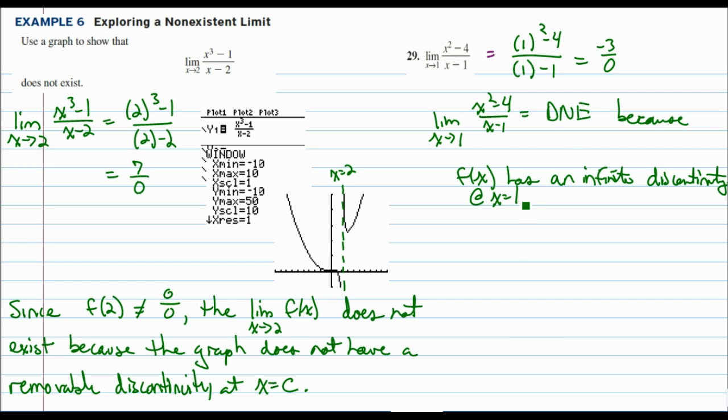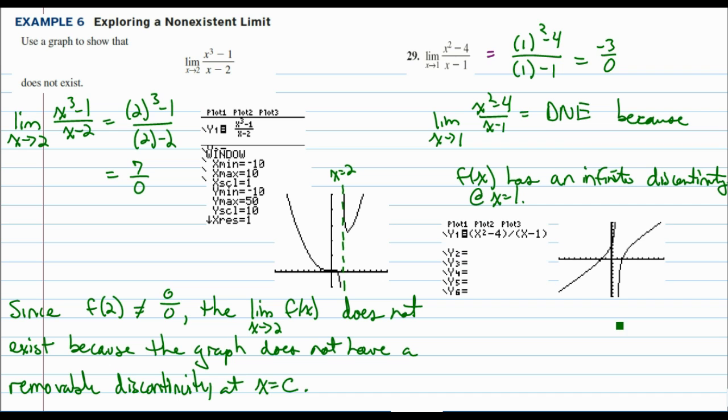And we're going to show that graphically as well. You can see from the graph that at x equals 1, the function has an infinite discontinuity where the left side approaches positive infinity, but the right side, coming in from the right, approaches negative infinity, so the limit does not exist.